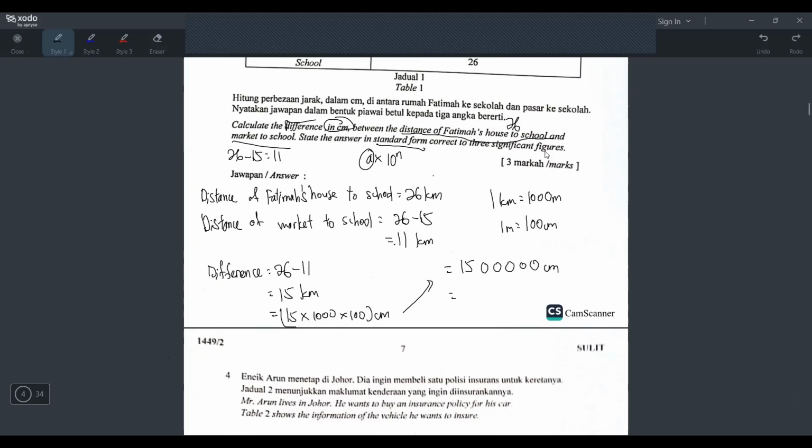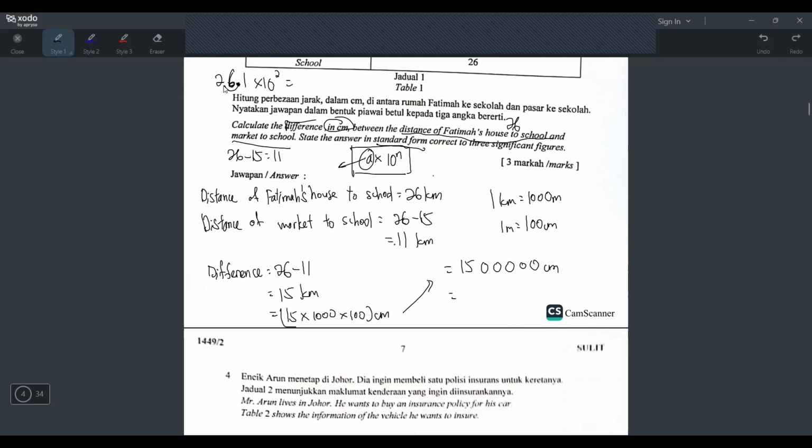Okay, now I already managed to calculate the difference in centimeters, but they want the answer in standard form, correct to three significant figures. Standard form means it has to look like this, a times 10 power n. But do you remember what I mentioned earlier? Your a value, the decimal point can only have one digit, and the digit cannot be zero. So for example, if I tell you 26.1 times 10 power 2, this is actually not standard form because the decimal has two digits.